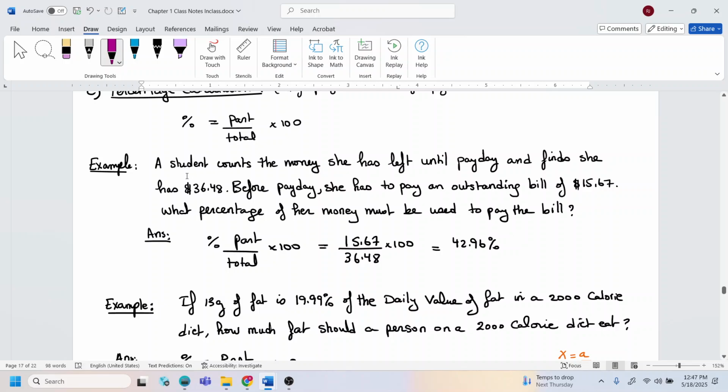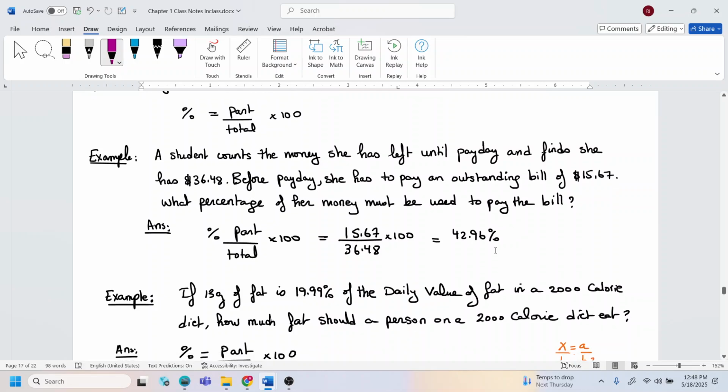So the question here is, a student counts the money she has left until payday and finds that she has that much. Okay, so the total is that much. Before payday, she has to pay an outstanding bill of 15.67. That is part. So this is going to be part of the total that you need to pay. What is the percentage of her money left? So you do part divided by the total times 100, and your unit here is the percentage.